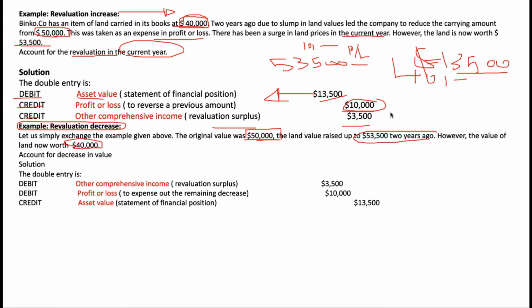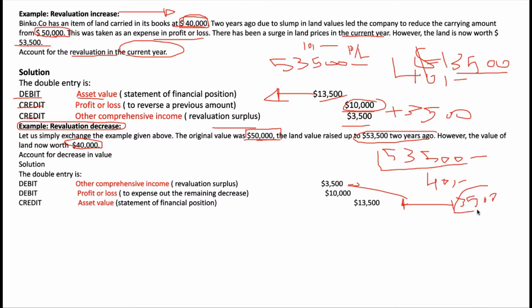So the original value was 50,000, and the value was raised two years before to 53,500. There is an increase in the carrying amount of the asset from 50,000 to 53,500. It means an increase of $3,500. And now our land is 40,000. So account for the decrease in value. This 53,500 minus 40,000 is 13,500. So it means this is a loss. We have a loss of 13,500.